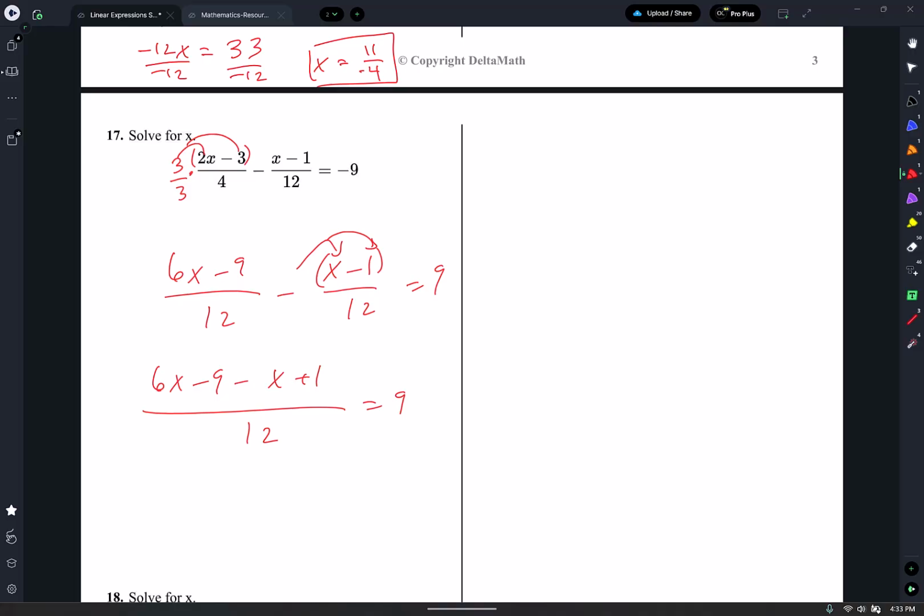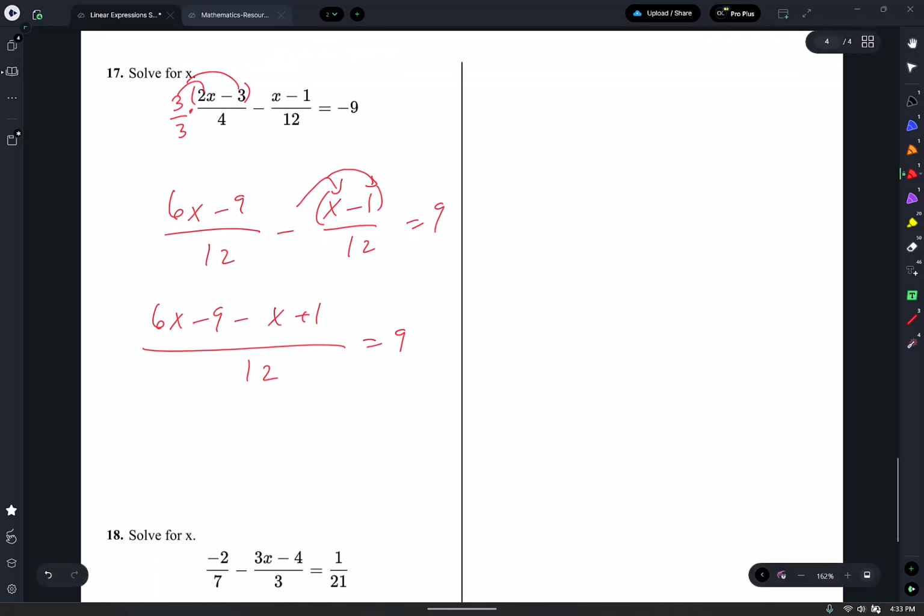Are we still okay? Equals negative 9. Thank you. I would have gotten it wrong. 6x minus x, that's 5x. Negative 9 plus 1, that's minus 8 over 12 equals negative 9. Oh, did I mess up?